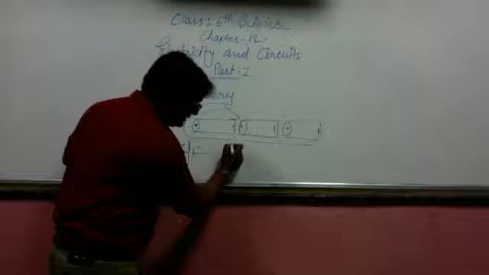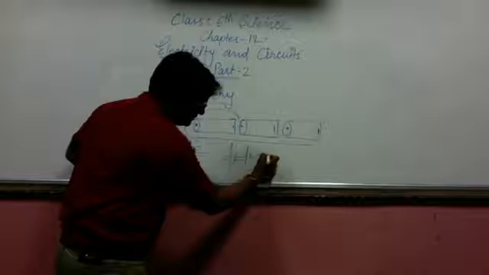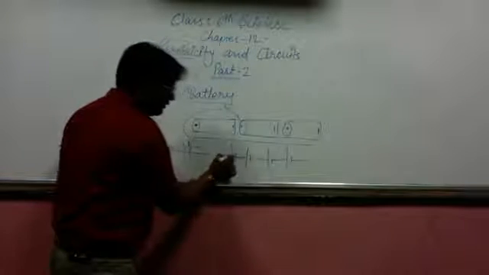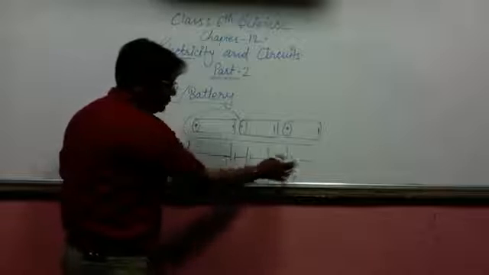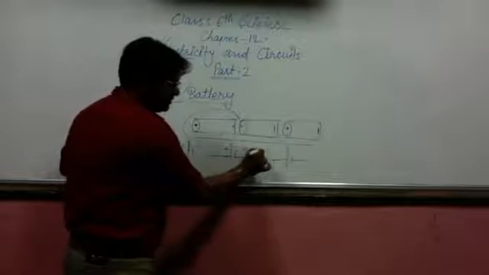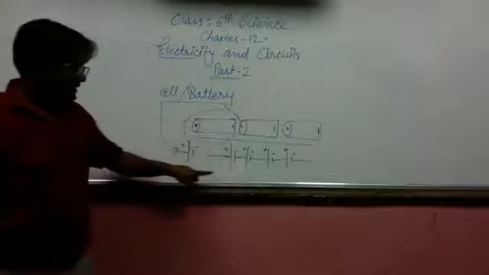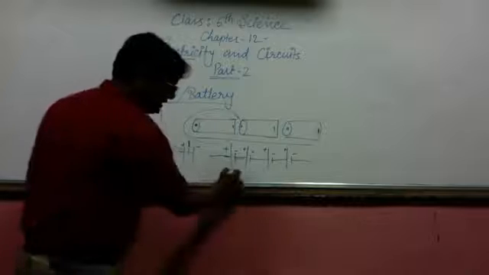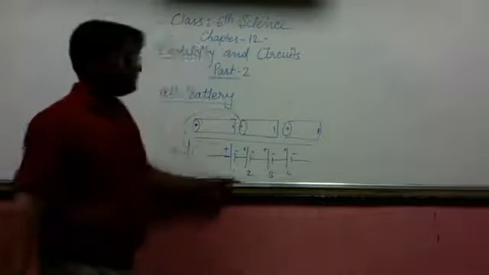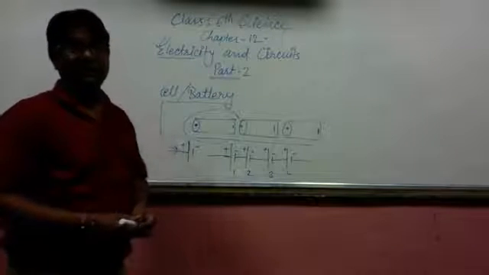When cells are connected together and combine to form a battery, here you find 1, 2, 3, 4 cells connected together. Positive, negative, positive, negative, positive, negative, positive, negative. Likewise, here 4 cells are combined together, so this forms the battery. Hope this is clear to everyone.